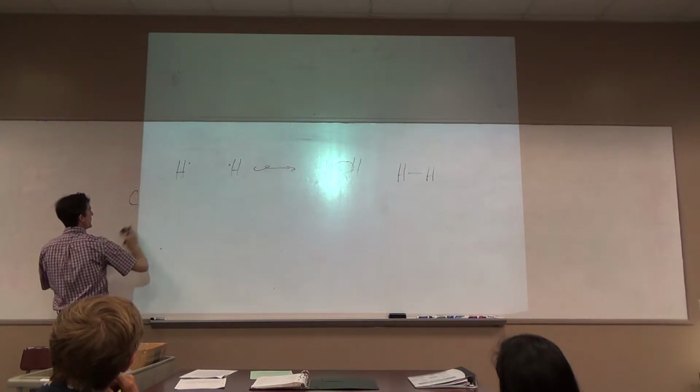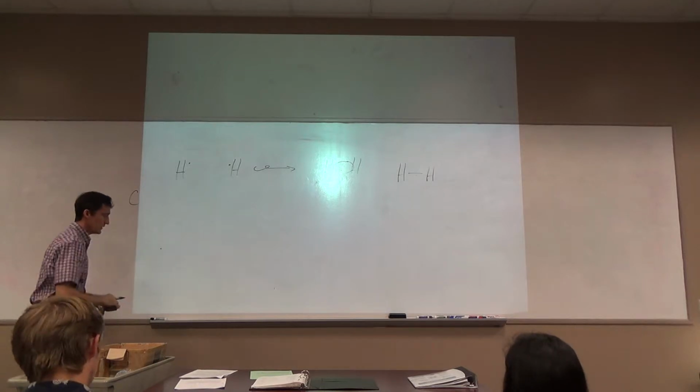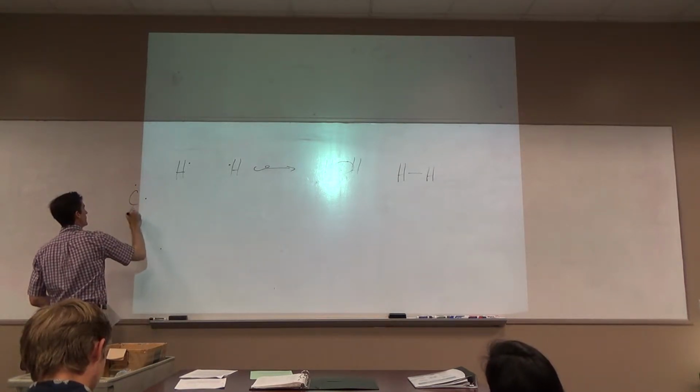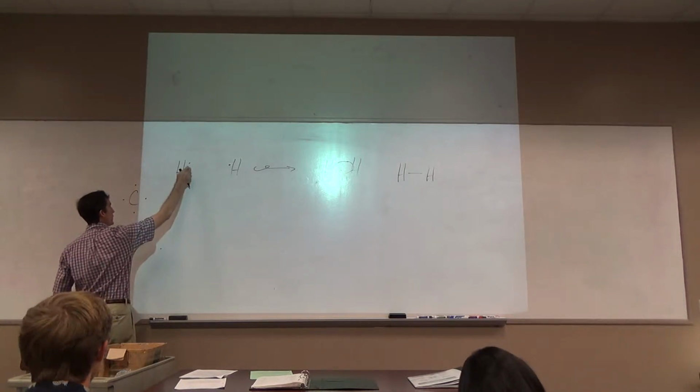Carbon, how many electrons are we starting with? Valence electrons, because those are the ones that are involved with bonding. Four. 1, 2, 3, 4. We only had one there.